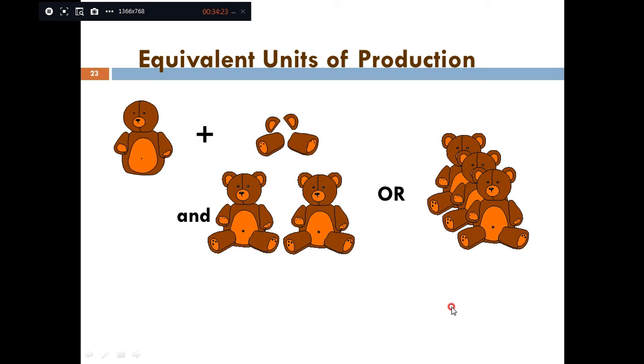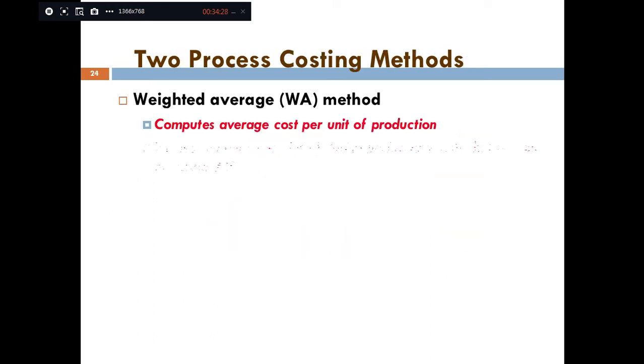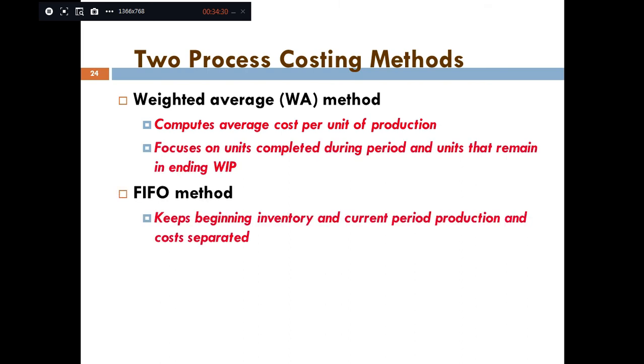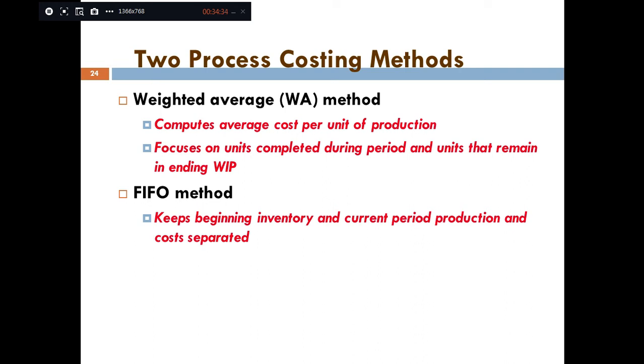There are two process costing methods. The first is the weighted average method, in which we compute the average cost per unit of production and focus on units completed during the period and units that remain in ending work in process.